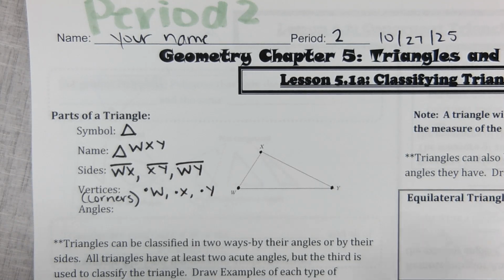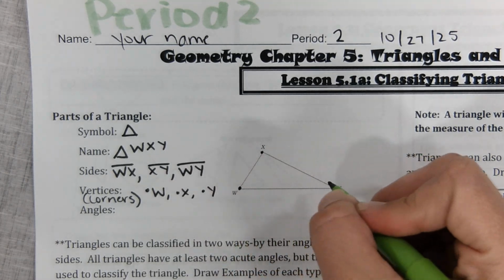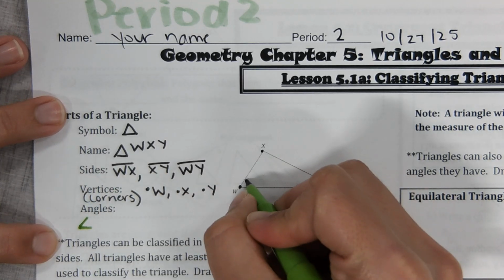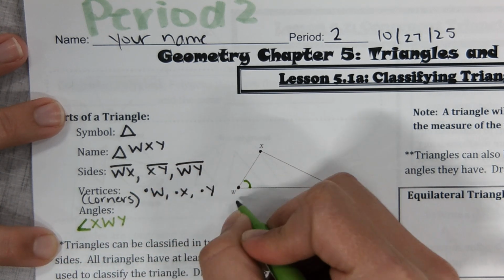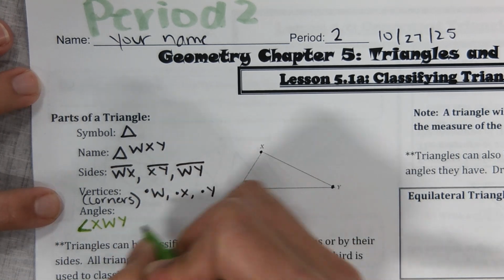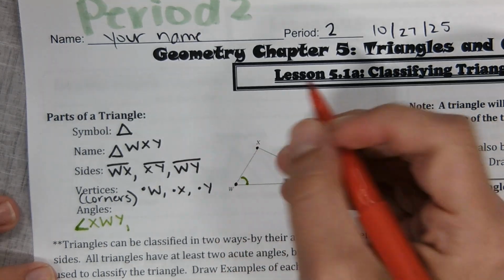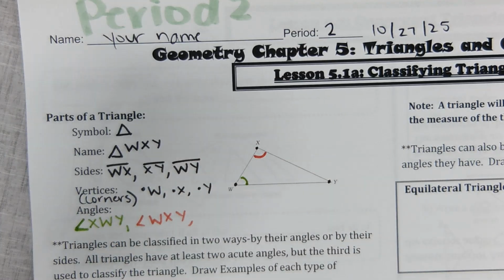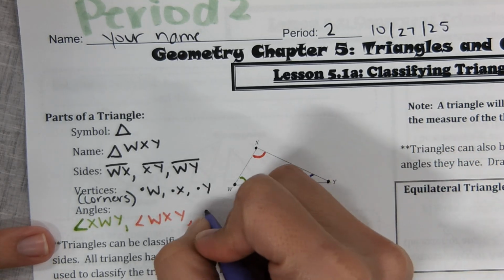Then we have the angles of the triangle. So there are three angles. There's an angle here, here, and here. To name the angles, you would say, okay, X, W, Y, and that would refer to this angle here. You have to name the letters in order, and the middle letter has to be the vertex of whatever angle you're referring to. We also have the angle WXY, so this angle here. And then this angle here, XYW.